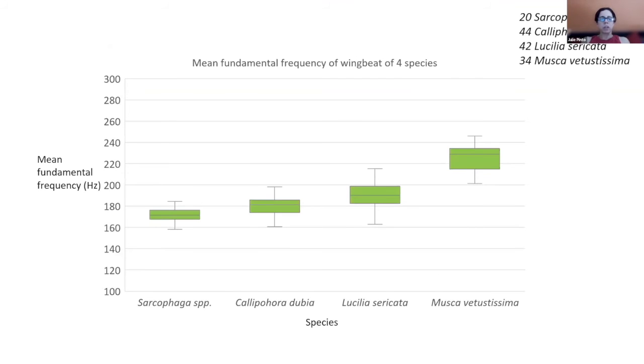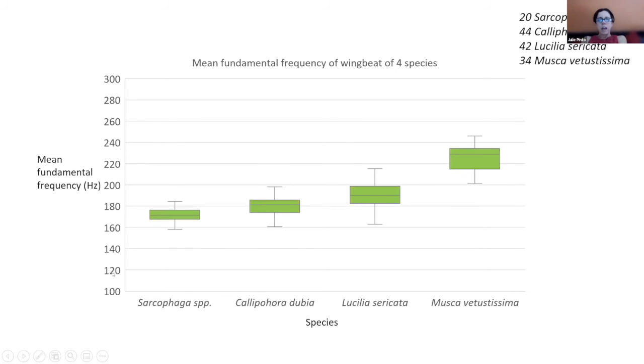So I plotted all the data together. I found that across the 4 species, the wing beat frequency was significantly different. And what you see is a very nice trend, with the smaller body size resulting in a higher fundamental frequency. So you can see the Australian bushfly is a lot smaller than, say, the flesh fly, which is at the other end. And this results in a much higher fundamental frequency.